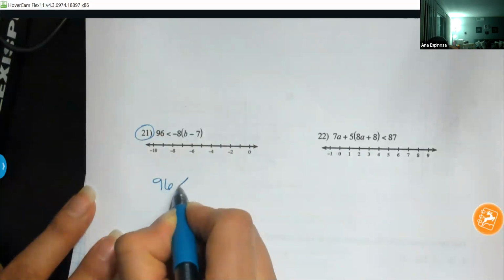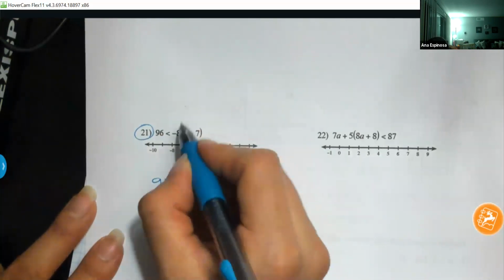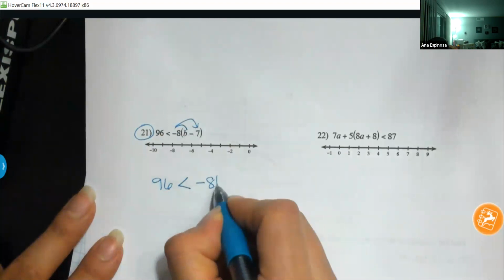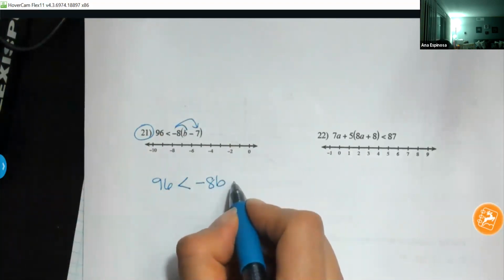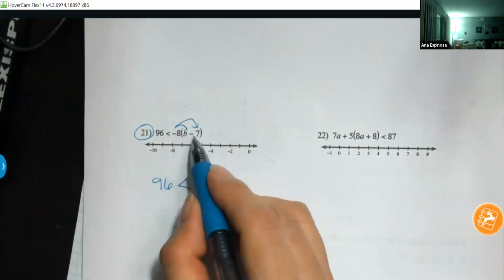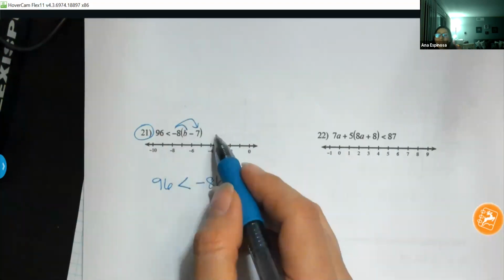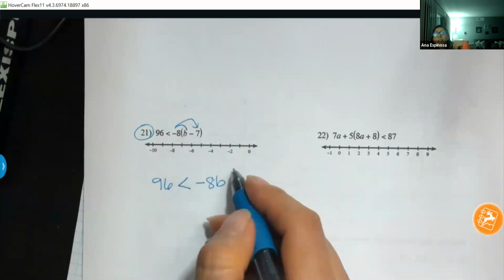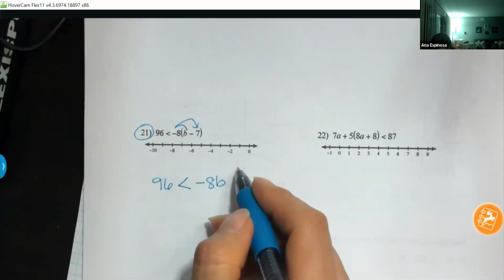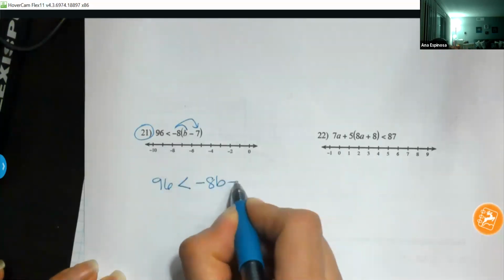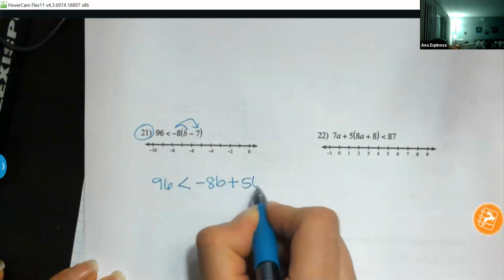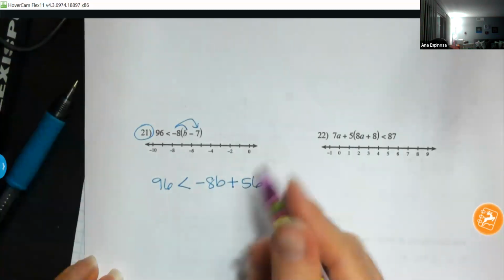So 96 less than -8. I'm going to distribute that. So it's -8b. And then you have a negative times a negative. So make sure that you know how to multiply your negatives and your positives. And if you don't, just use your calculator. All right. So negative times negative is a positive, and that's a 56. All right. So I'm trying to isolate my variable.